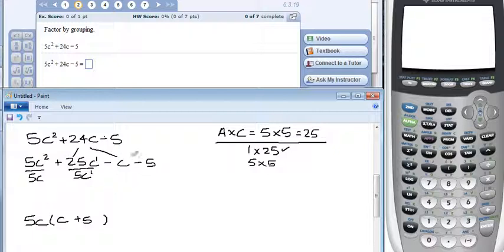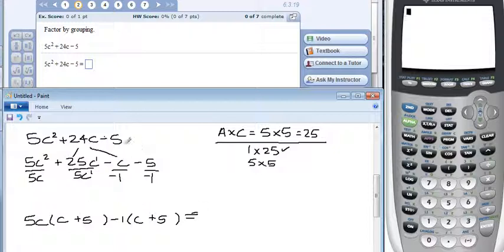Now between these two, I don't have anything in common. But I don't want them to be negative, so I'm going to take out a negative 1. There's always either a 1 or a negative 1 in common with these things. So if these were both positive, I would just take out a positive 1. But if I want to, I can also take out a negative 1, and I can change all my signs. So here a negative c divided by negative 1 is a positive c. And a negative 5 divided by negative 1 is a positive 5. Now again, I'm forcing these to match.